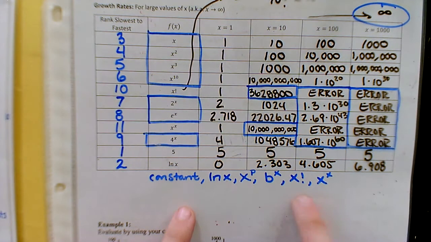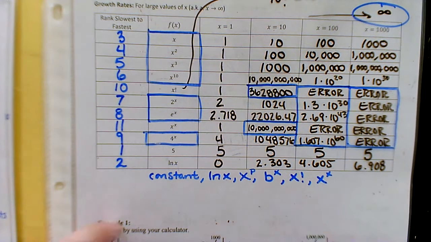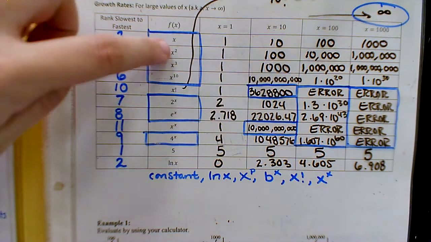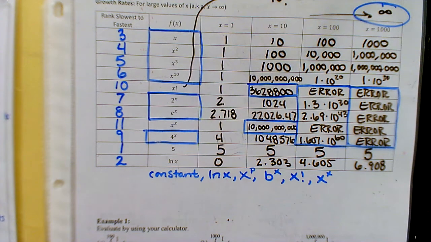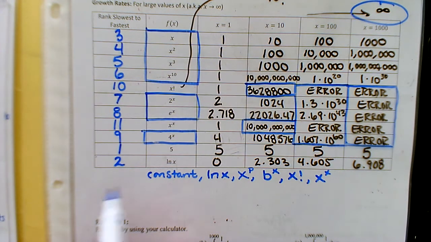Okay, so if you're comparing different functions, we can use this progression, but if you're comparing the same function, you may have to look a little bit deeper into that. For instance, the power value or the base value. So what we're going to focus on in this section is taking a look at the growth rates, which one's growing faster than the other.